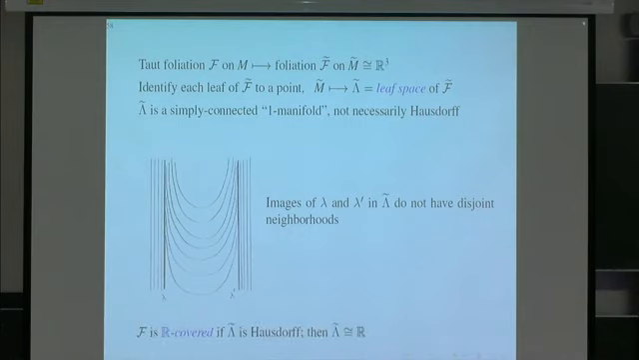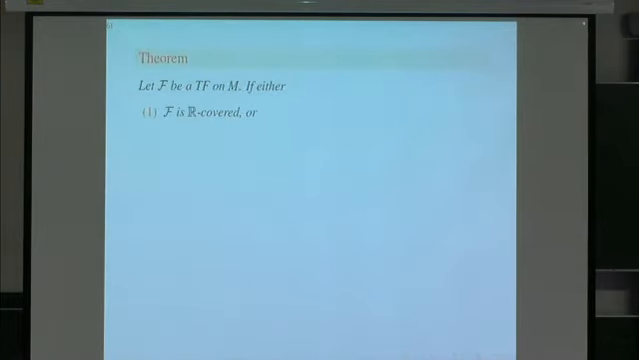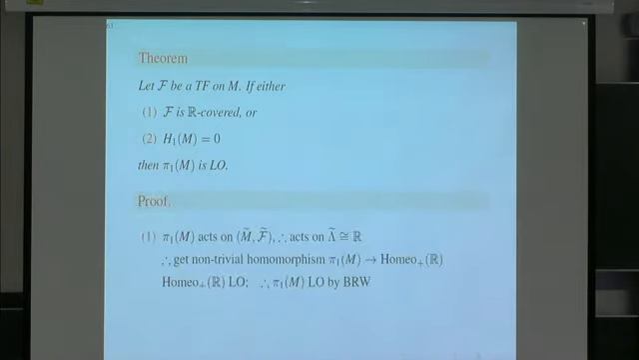Anyway, in nice situations, the leaf space up here is Hausdorff, and so then it will be the real line, and one says that in that case the foliation is R-covered. So foliations of three-manifolds certainly won't always be R-covered, but if they are, it's nice because one then has this theorem, let me just write the whole thing: if you have a taut foliation on a three-manifold, here are a couple of conditions under which it implies that the fundamental group is left-orderable. Either the foliation is R-covered or the first homology is zero, M is an integral homology sphere. So let me prove the first part.